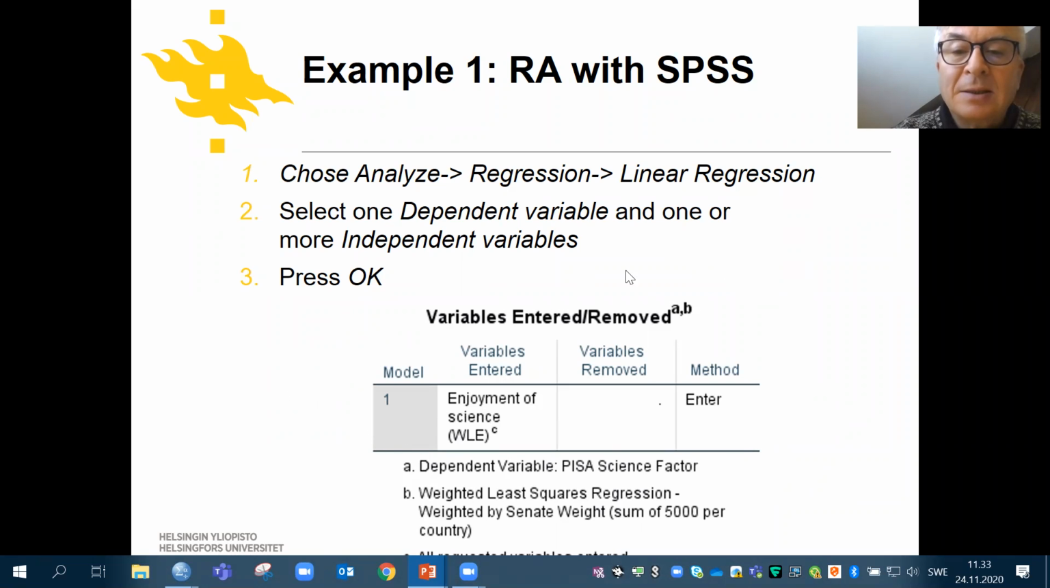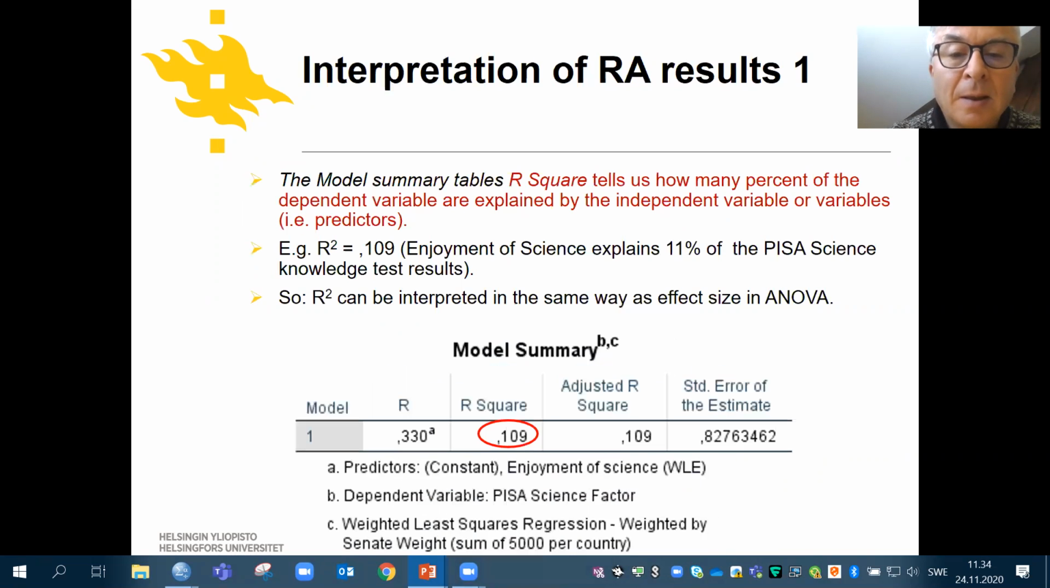And the first thing that comes is a kind of table, I don't think it's a very good table, but it makes us remember what we have been doing. So here it says that we have enjoyment of science as the only explaining variable, the only independent variable, and as a dependent variable, the PISA science factor. So does enjoyment of science explain variance in the PISA science factor? So knowledge in science. And there we have it, the first results of this very simple regression analysis.